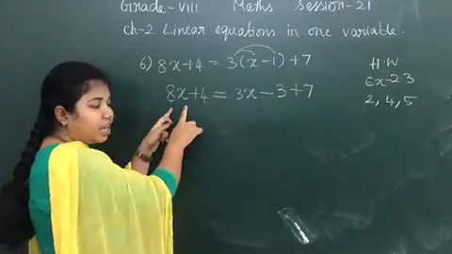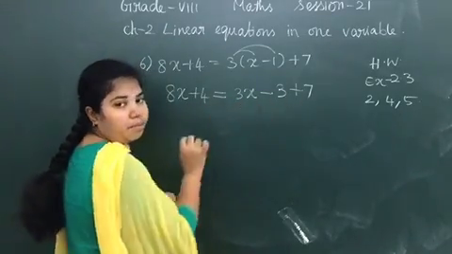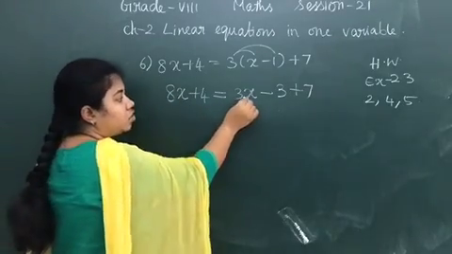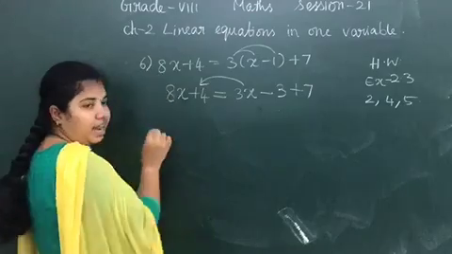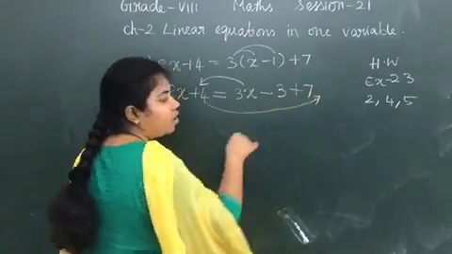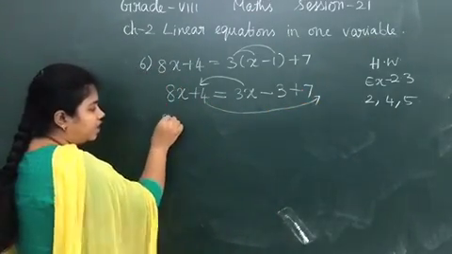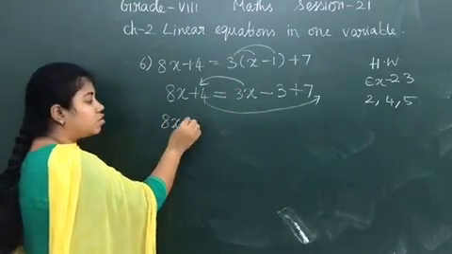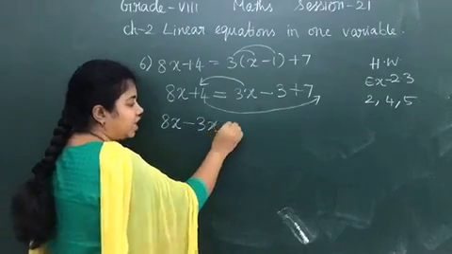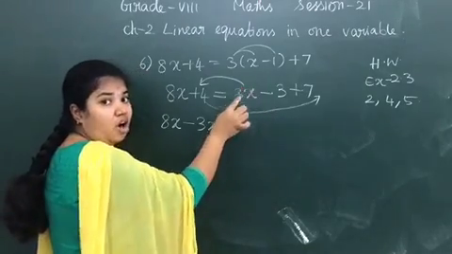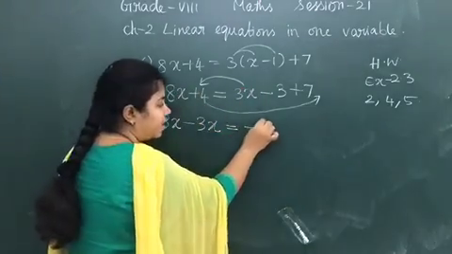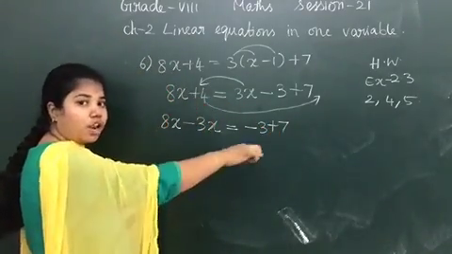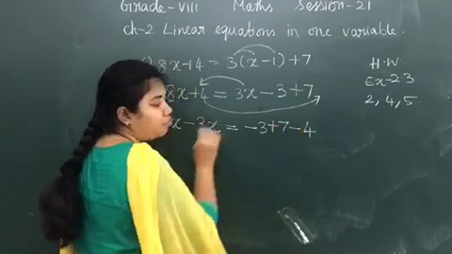Okay, now we have variable, number and number. Now let us bring all the variables to one side and numbers to other side. So 3x will be coming to LHS and 4 will be moved to RHS. Okay, now 8x remains the same. 3x is coming from RHS to LHS. So it becomes minus 3x equal to, this number in the RHS should be written first, minus 3 plus 7, and 4 when it is from LHS to RHS, it becomes minus 4.